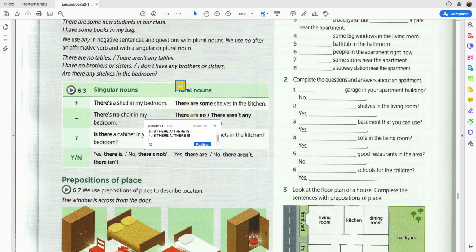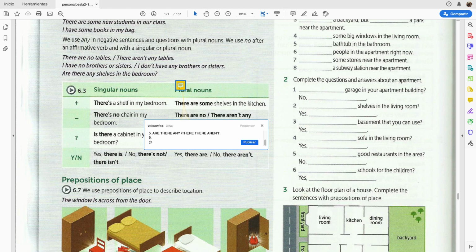Number 5, good restaurants in the area. Restaurants, plural. So since that is plural, we should say are there. Are there good restaurants in the area? But remember the word that you use in questions and in negatives is any. Are there any good restaurants in the area? No, there aren't.